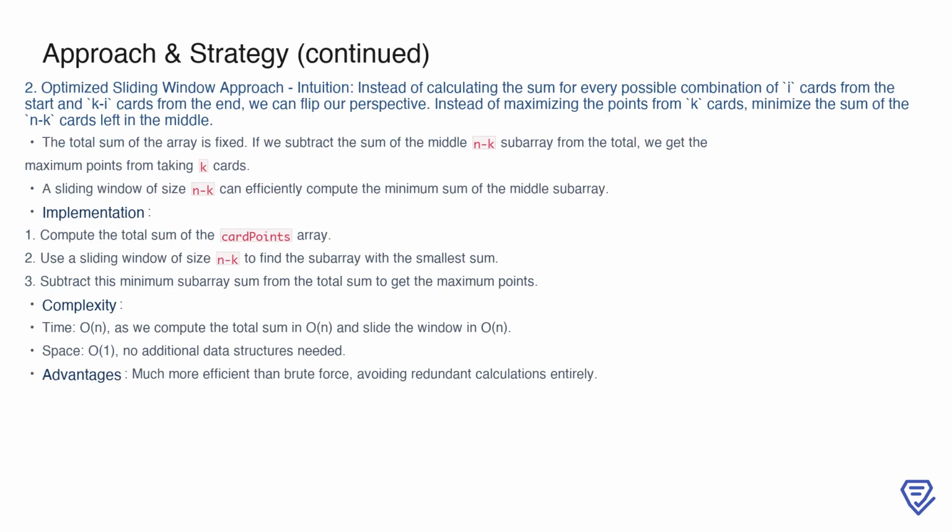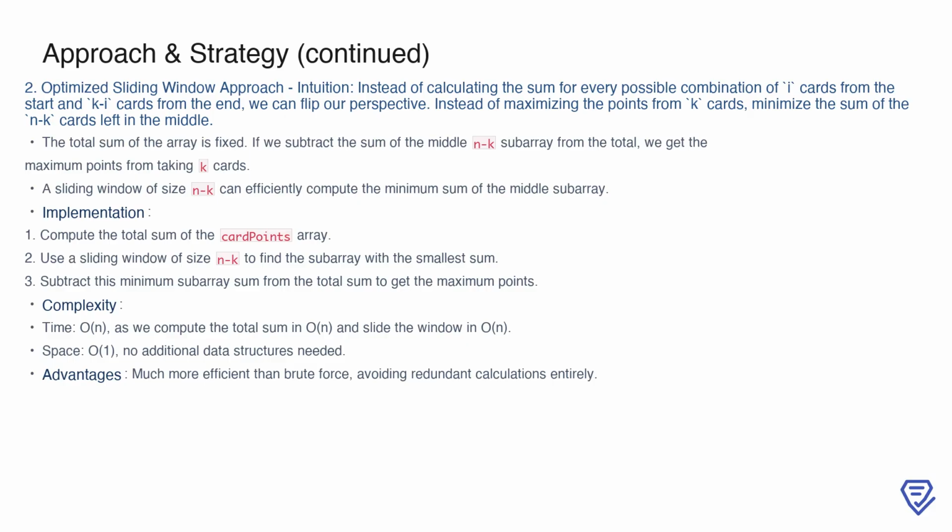A more efficient alternative is the optimized sliding window approach. The intuition here is to reverse our perspective. Instead of focusing on directly maximizing the points from k cards, we aim to minimize the sum of the n-k cards that we leave behind in the middle of the array.